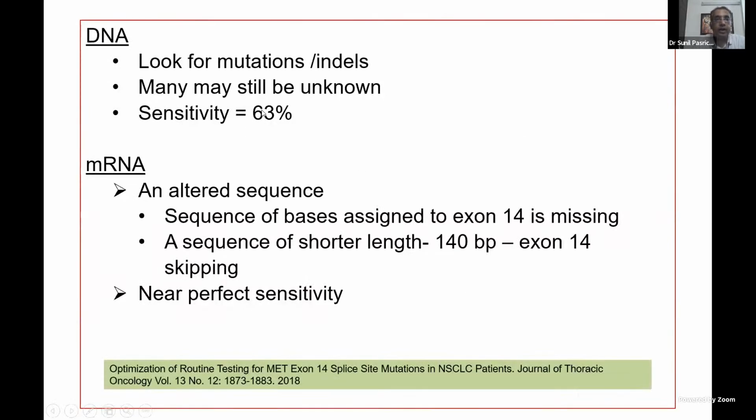So basically, for DNA, you have to look for mutations and indels, many of which may still be unknown, and the sensitivity is not up to the mark. While for messenger RNA, you have to assess the altered sequence. The sequence of bases assigned to exon 14 is missing, so a sequence shorter by 140 base pairs, attributed to exon 14 skipping, will be detected. So it has a near perfect sensitivity.